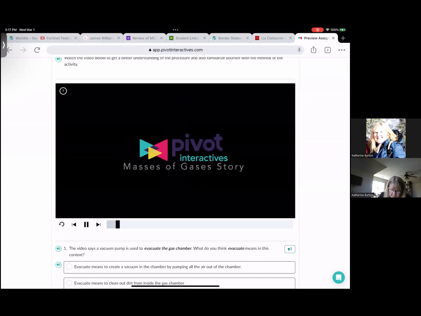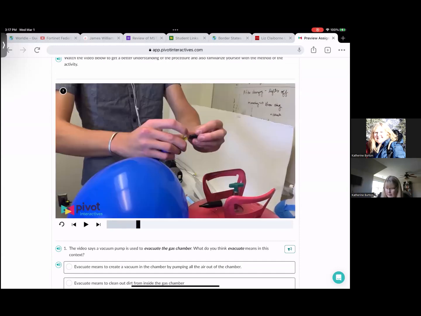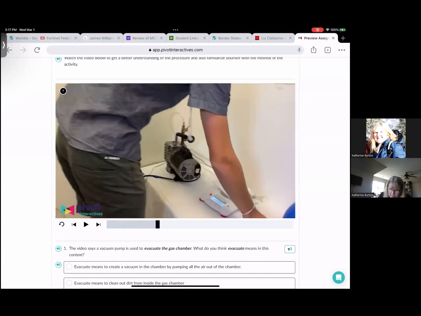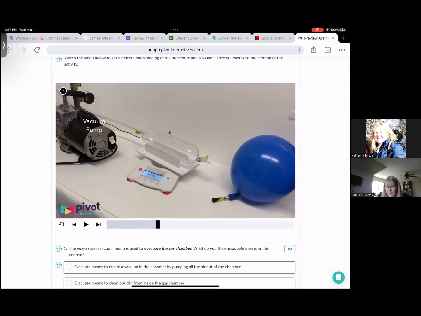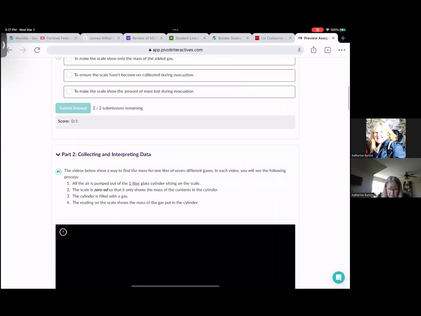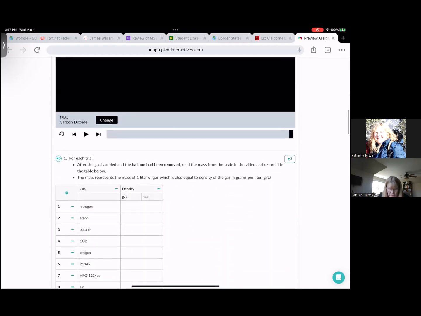And so they're going to be hooking up gases so that the gas goes into this empty container. The first thing they're going to do is turn on the vacuum pump, empty the container, and put the gas in, and then we're going to weigh the gas and see what the gas weighs. Now we're doing this because if we come down here, we need to fill out this chart.